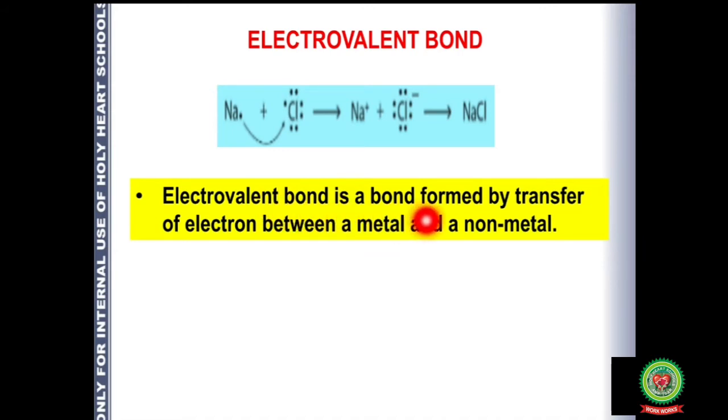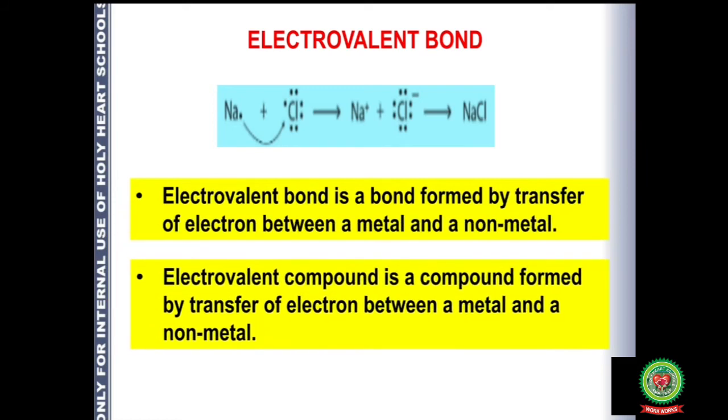Electrovalent bond is a bond formed by transfer of electron between a metal and a non-metal. Because metals are the substances that will lose the electron, and non-metals will gain the electron. Similarly, the compounds that are formed are known as electrovalent compounds. The other name of electrovalent compound is ionic compound, and electrovalent bond is ionic bond. So the other name can also be there in the exams and books. Okay, so don't get confused.